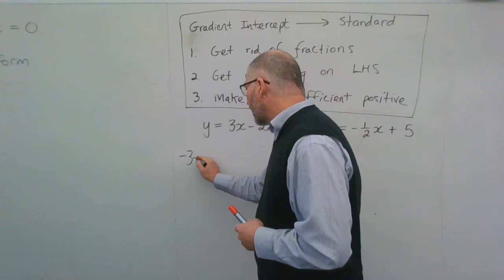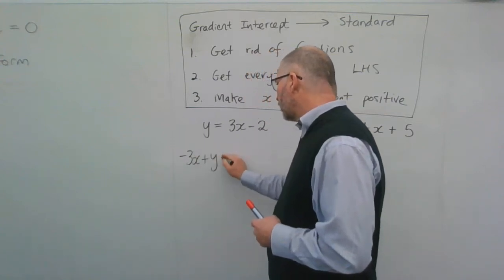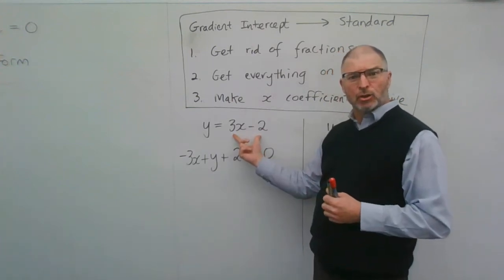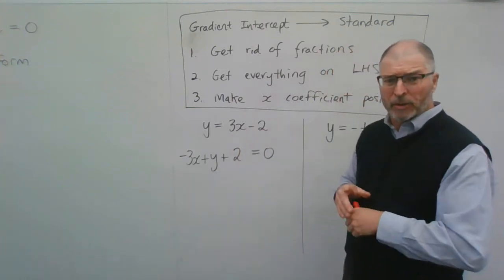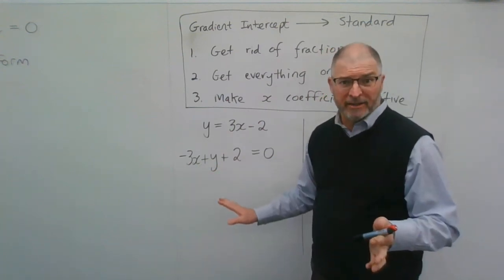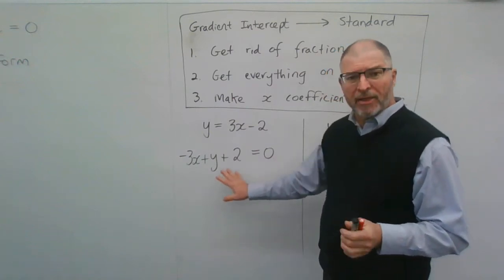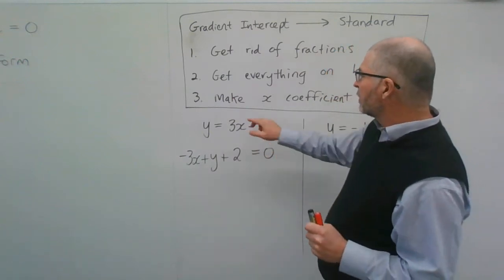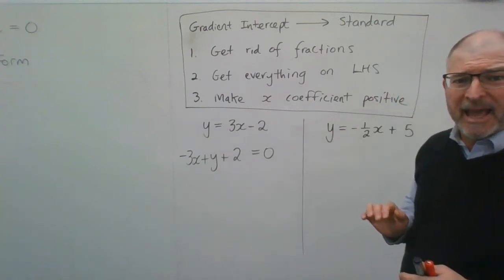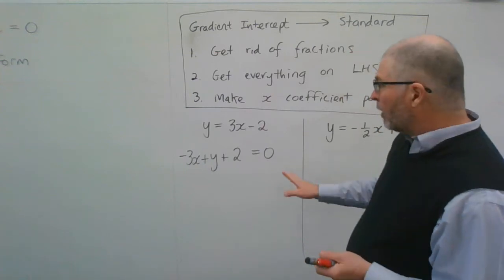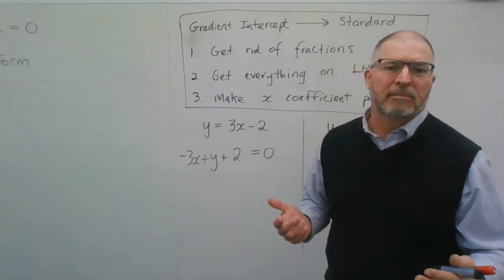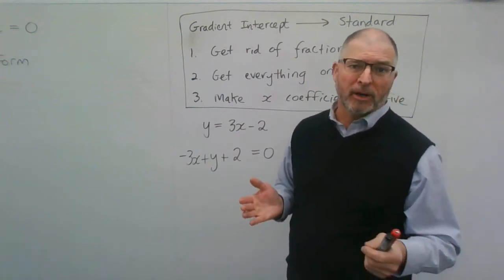I'll have minus 3x plus y plus 2 equals 0. All I did was get rid of the 3x minus 2 from the right-hand side by doing the opposite operations. And they appear over here with their opposite signs, obviously, and it equals 0. That's great. There's one last thing that I'd like to do, and that's make the coefficient of x positive. Make the x coefficient positive. Well, at the moment it's negative, so I can just change all the signs. Now that's equivalent to multiplying by -1 or dividing by -1.